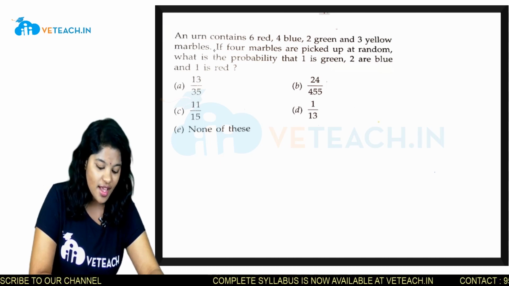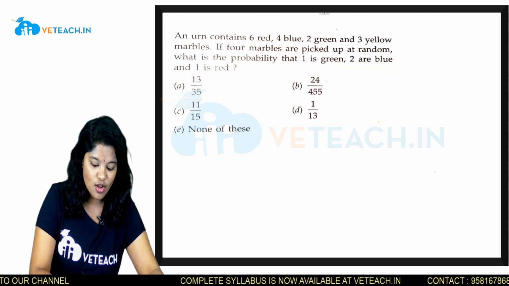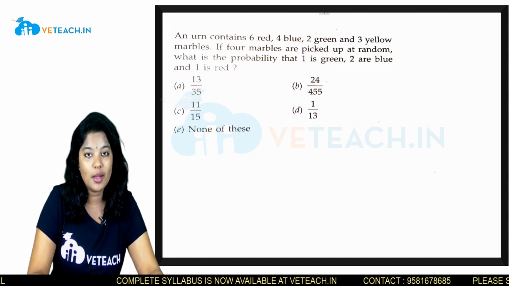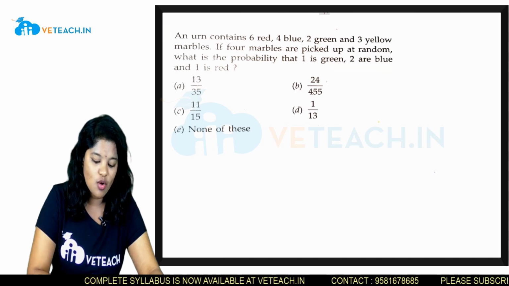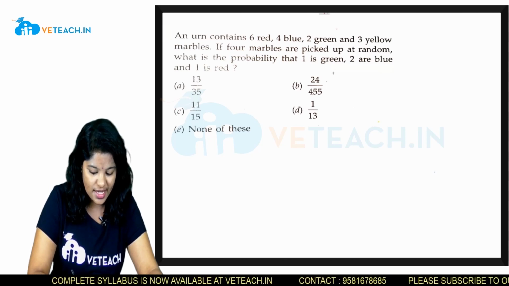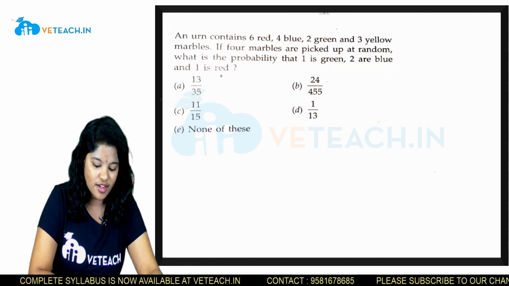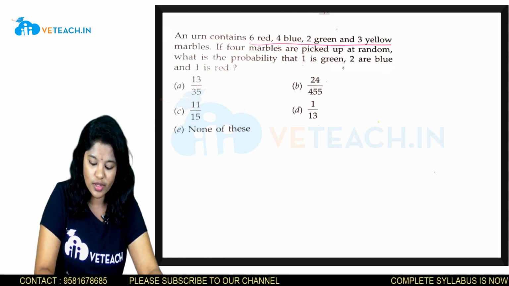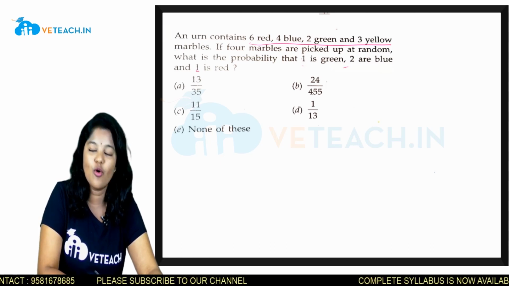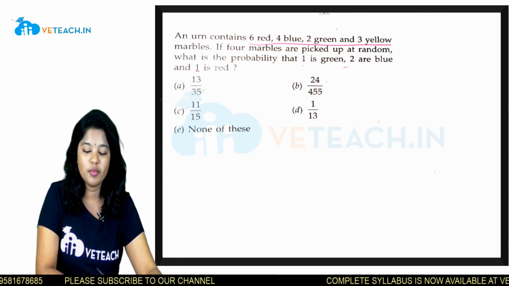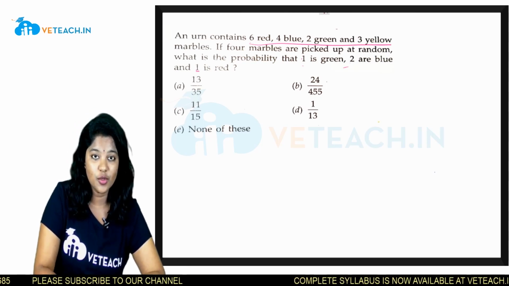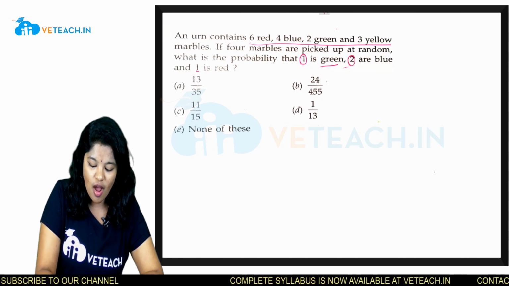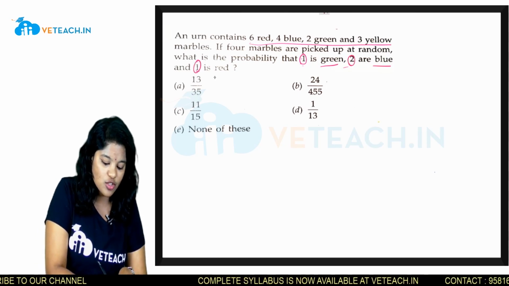See the first question. An urn contains 6 red, 4 blue, 2 green and 3 yellow marbles. If 4 marbles are picked up at random, what is the probability that one is green, two are blue and one is red? So out of these total marbles, we should pick 2 plus 1, 3 plus 1, 4. So we should pick a total of 4 marbles, and out of those 4 marbles, one should be green, two should be blue and one should be red.